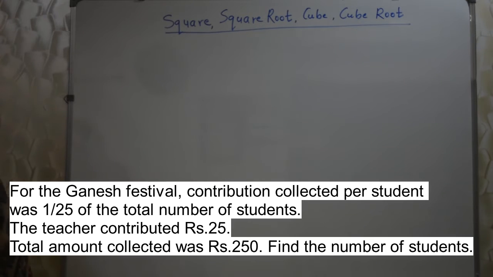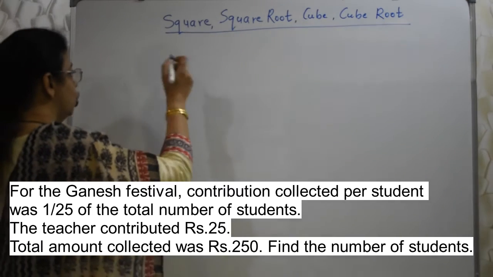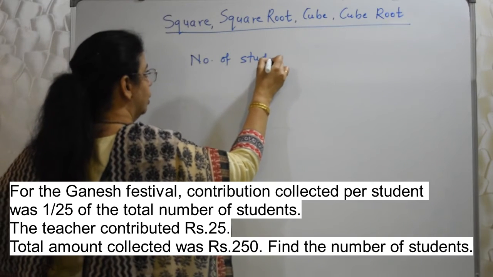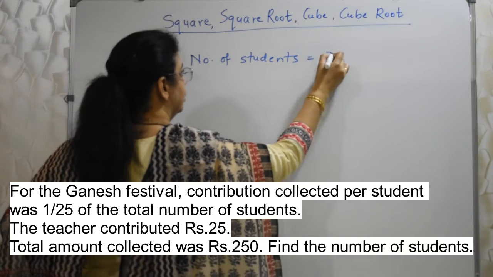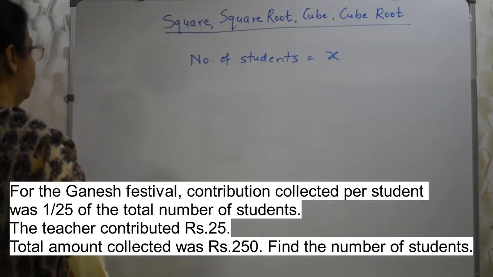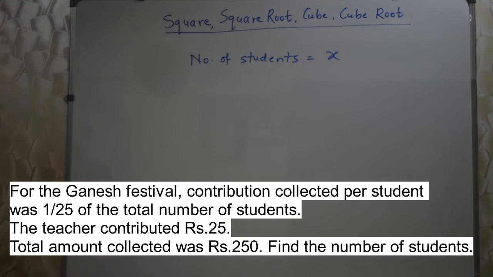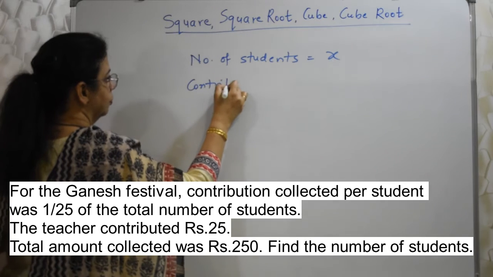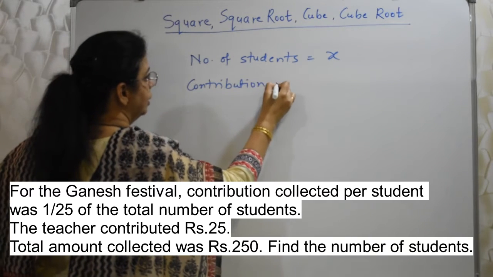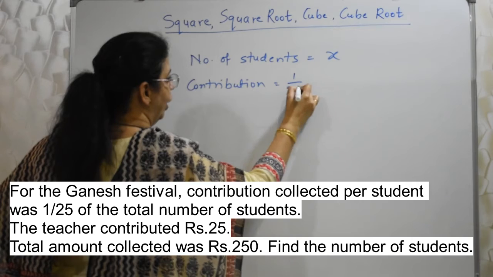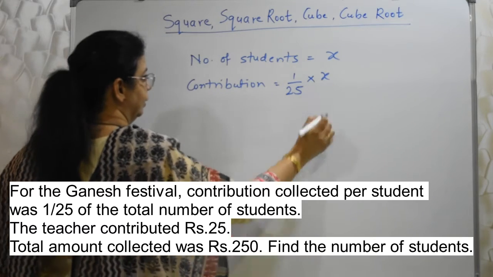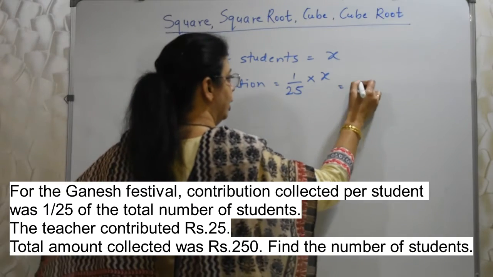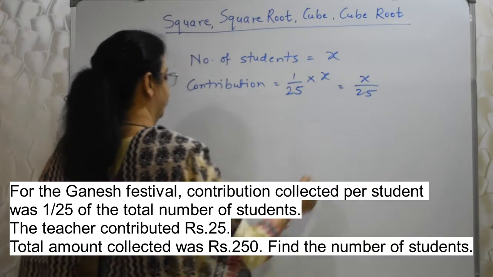Okay. Find the number of students. Here assume number of students as x. जो पता नहीं है, जो find out करना है, वही x assume करना है. Number of students x. So each student contributed 1/25 of x. They are saying जितने students है उसके 1/25 उन्होंने contribution किया है. So in short it is x/25.